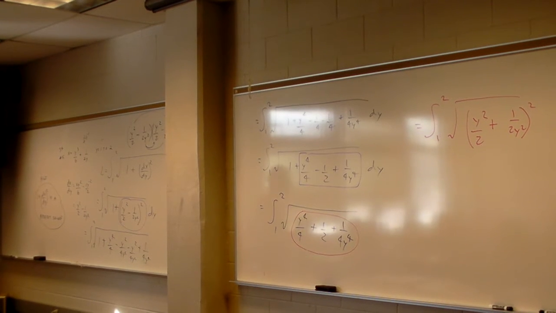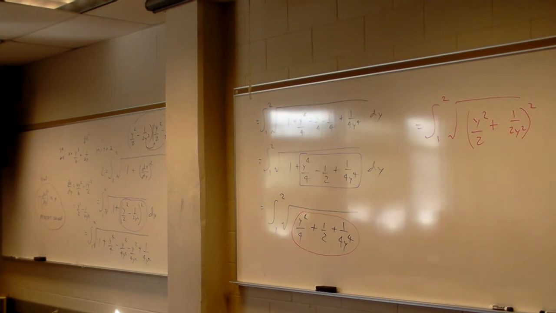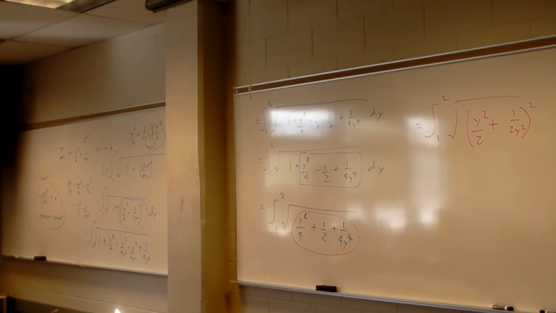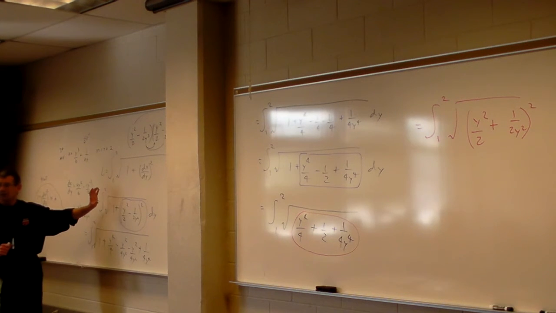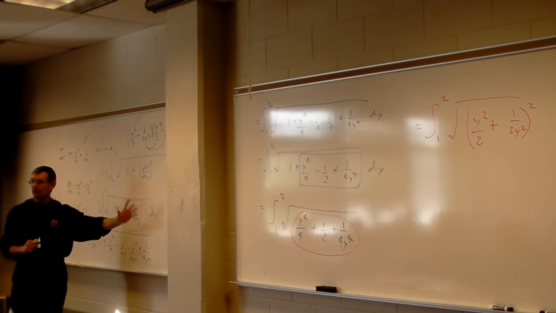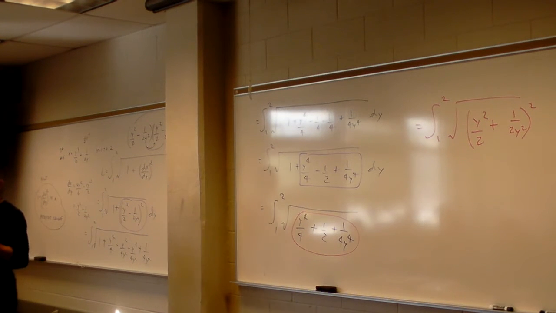I don't know if it's going to be on the AP test, but it's still something you should at least be familiar with: when you have something messy under a square root, it's very possible that it'll become a perfect square and simplify, if they're expecting you to do it by hand.